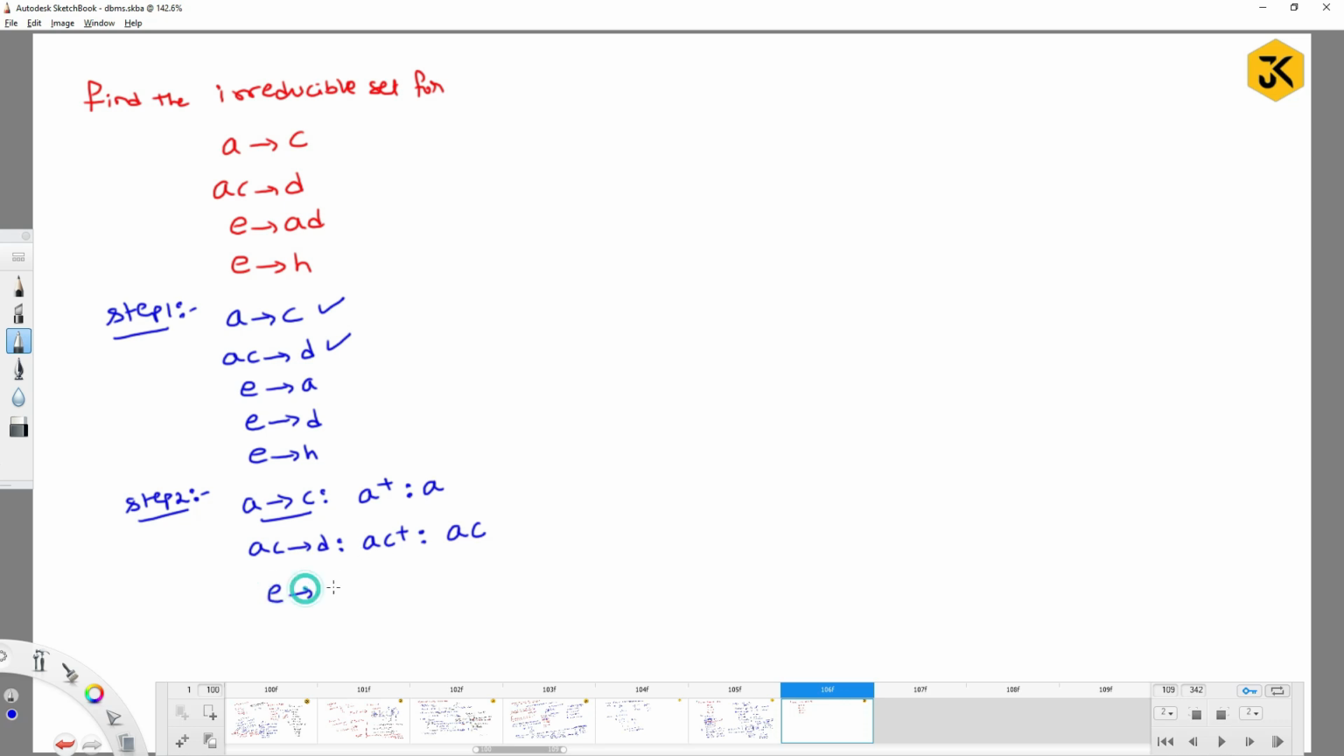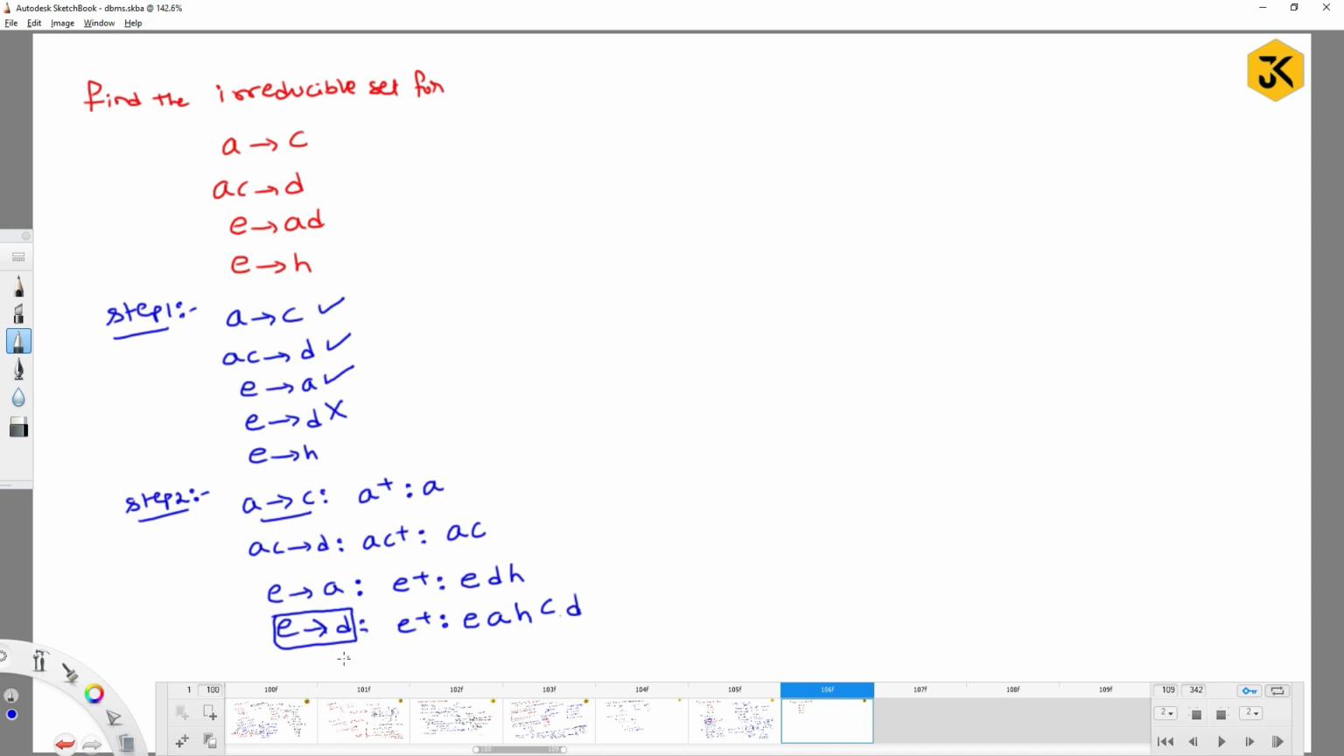Similarly, take E determines A. What is E closure? E, D, H, which means A is not obtained, so E determines A is required. Similarly, E determines D. What is E closure now? E. From E can I get A? From E can I get H? From A can I get C? From AC can I get D? Which means E determines D is possible, so E determines D is the redundant one, right?